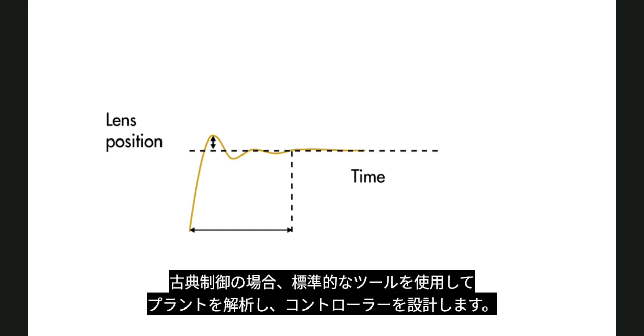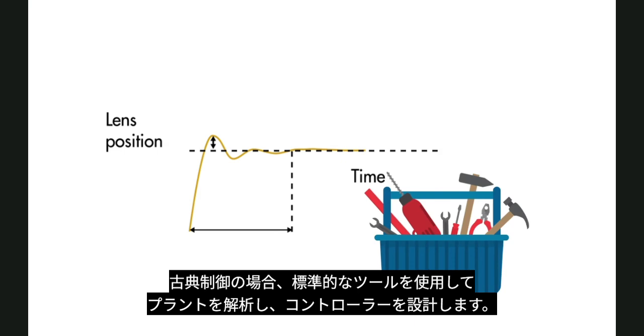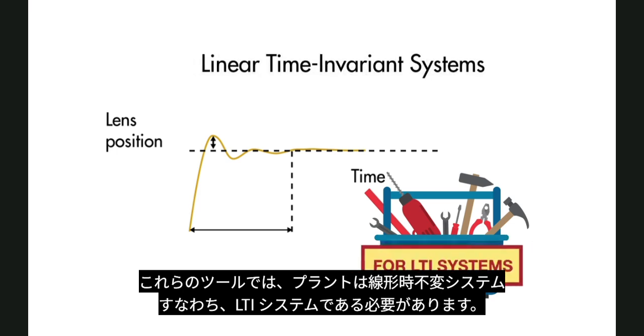For classical controls, engineers use a standard set of tools to analyze the plant and design the controller. Those tools require the plant to be a linear time-invariant system, or LTI system.